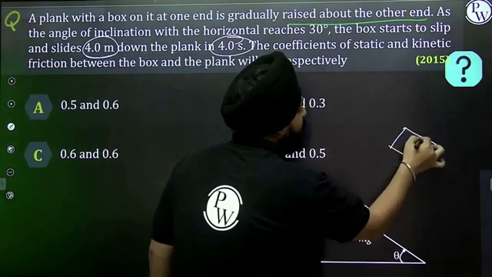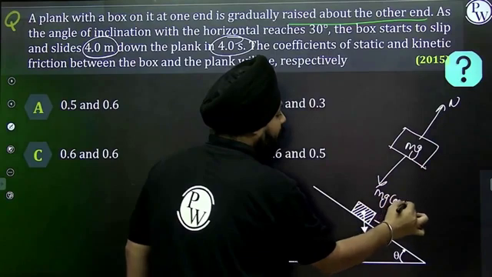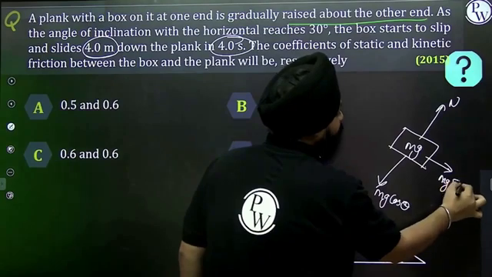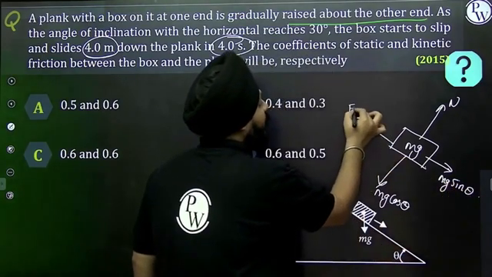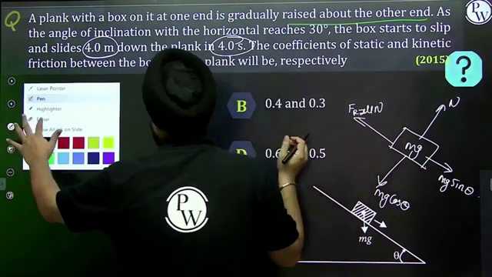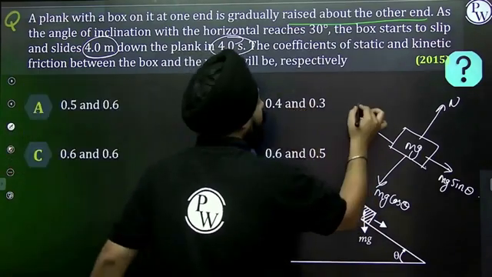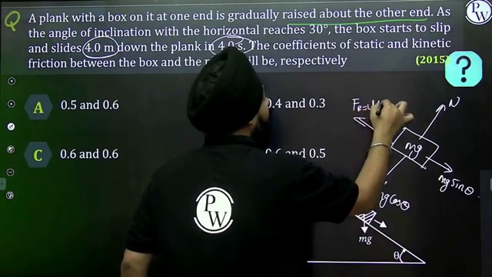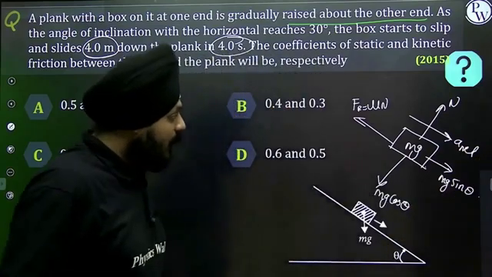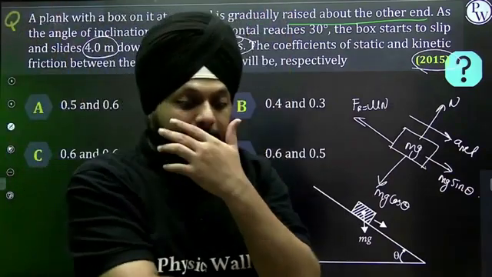Suppose this is mg, this is the value of N, mg cos theta, and this is mg sin theta. This will be the value of the friction, which is equivalent to mu N, and this will be the direction of net acceleration. This question was asked in 2015, and it's really nice.